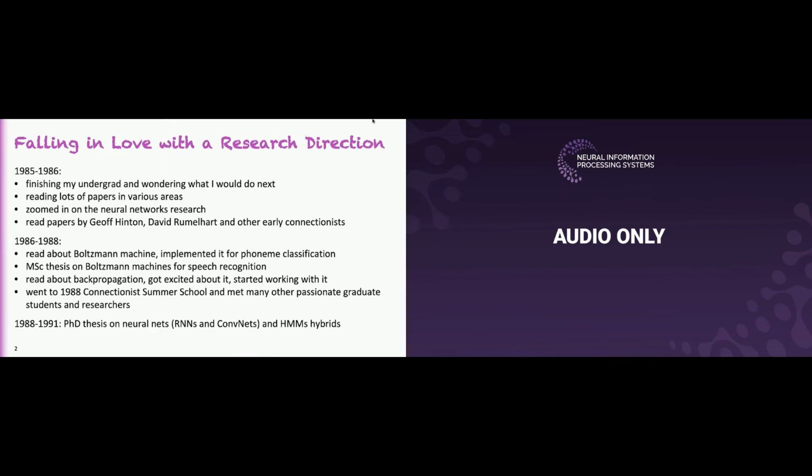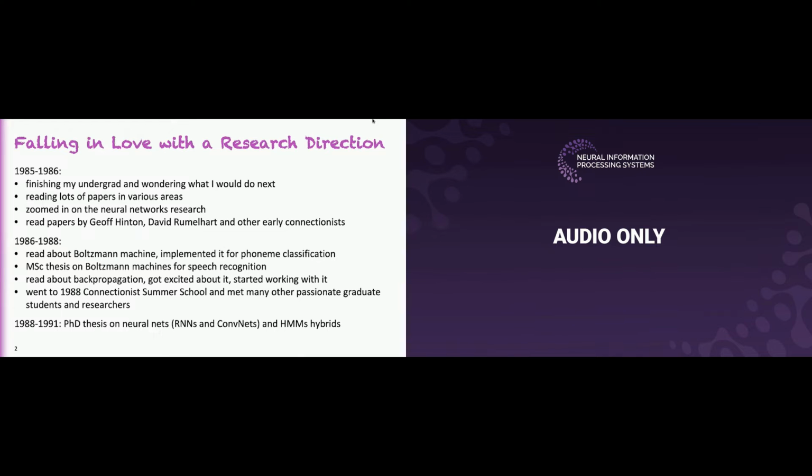So let me start going a little bit chronologically. How did I get into machine learning in the first place? It's really at the time when I was finishing my undergrad and shopping for potential research directions and supervisors. I read a lot of papers. I wasn't sure what I would do, and maybe by chance I started reading neural net papers. These are some of the very few and early neural net papers.